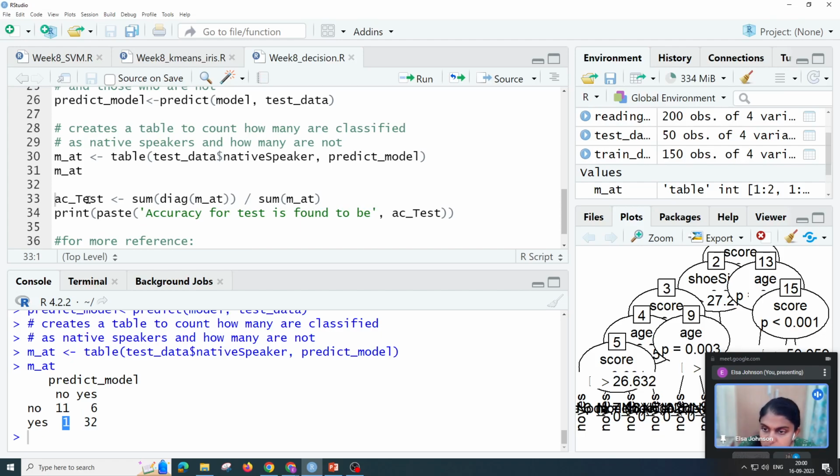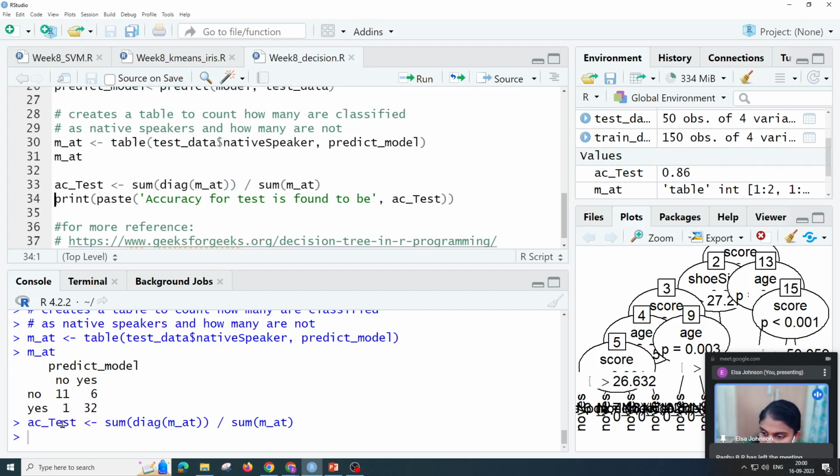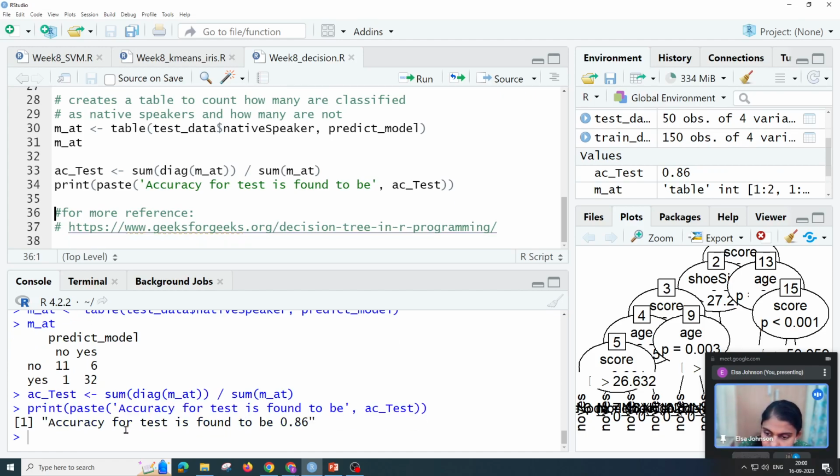So accuracy, how can you find it? Either you can find the misclassification rate and then take 1 minus the misclassification rate, or another way is to take the sum of the diagonal elements divided by the total number of elements. That will give you the accuracy. So accuracy for this particular test is found to be 0.86. Yes, 43/50.